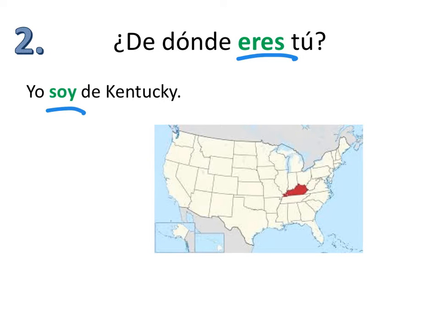But does anybody know why it's eres and not estás? Because I'm sure some of you are like, put estás because dónde estás makes sense. Dónde estás? From, not where are you. Yes, the word from. Muy bien, Brian. De dónde. Because I am not in Kentucky right now. It's not talking about my location. It's talking about my origin. De dónde. Yo soy de. De. When you see de, it's ser.